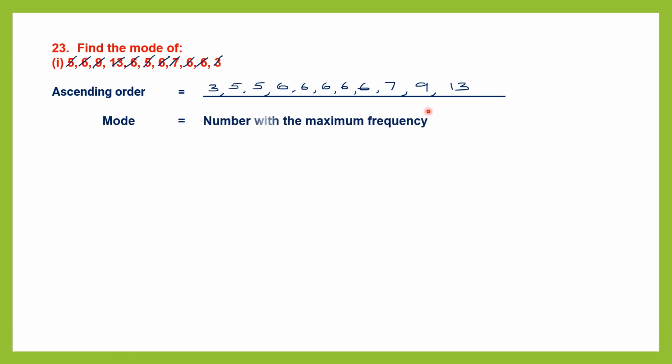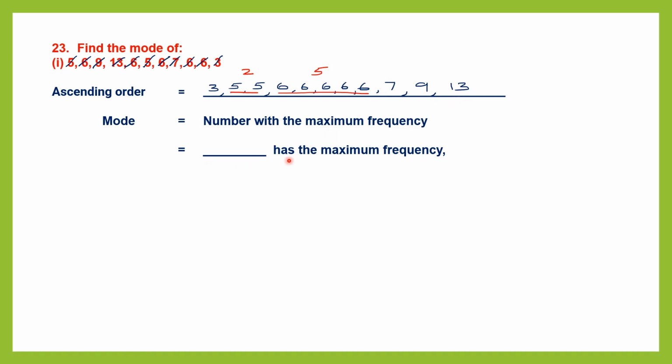Next step is, remember the mode is the number with the maximum frequency. So which number has the maximum frequency? That means which number has occurred many times. Now let's look at these numbers. 3 is only once, only 1 3. Look at 5, there are 2 5s. So here for 5, the frequency is 2. Let's go to 6, 1, 2, 3, 4, 5. So there are 5 6s, the frequency is 5. 7 is 1, 9 is 1 and 13 is 1.